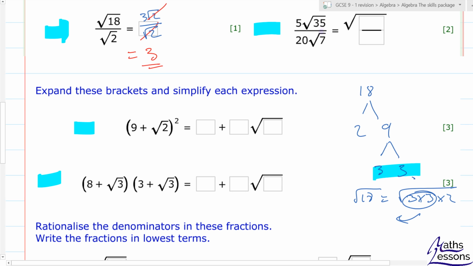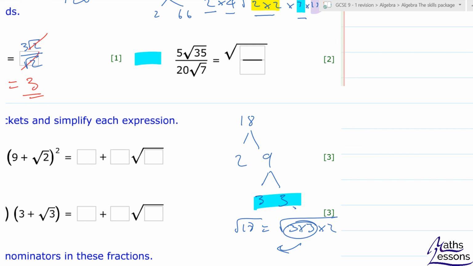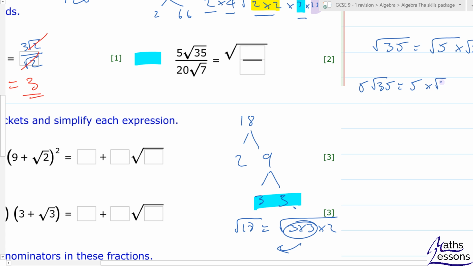Similarly on this question, we've got root 35. Just rub out this work. So we've got 5 times the square root of 35 over 20 root 7. So what we have is 5 root 35 equals 5 times the square root of 5 times the square root of 7. And we've got it over 20 root 7.